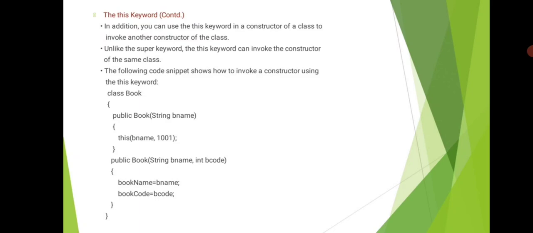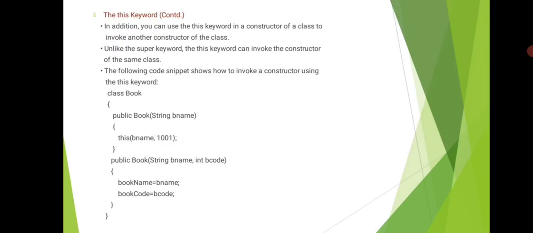How it works: the code snippet shows how to invoke a constructor using this keyword. Here we have a class book with two constructors, book of string b name and another constructor book of string b name and b code. Inside the first constructor we call another two-parameterized constructor in the same class using this keyword. So this of b name comma 1001 will invoke the constructor having two parameters, one of string type and another of integer type, that is book of string b name comma int b code, when this statement is executed. So it will call the constructor of the same class, that constructor is invoked and the values are assigned for the book name and book code.